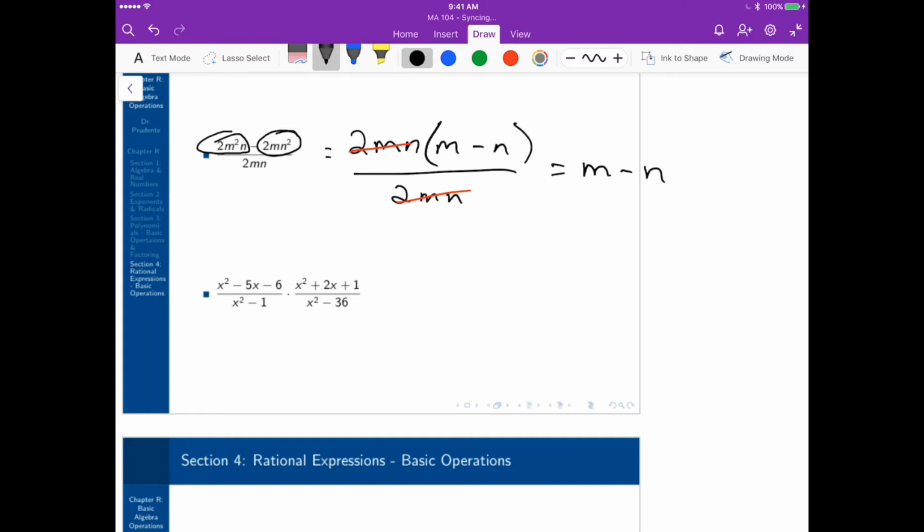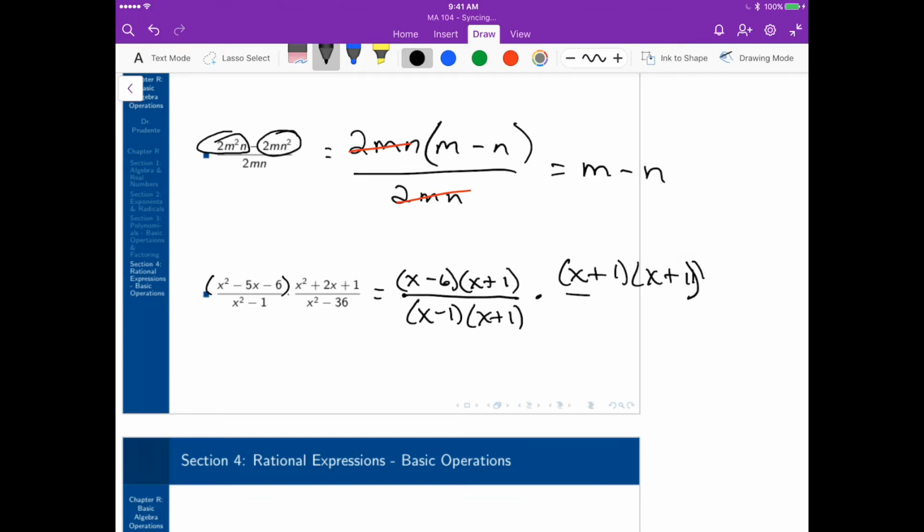Right? I'll move on to my last example here. I could just multiply straight across, multiply these giant quantities, but I'd really be missing an opportunity to factor. So let me try and factor first. I'll factor this first expression, and I get x minus 6, x plus 1. The denominator is a difference of squares, so it's x minus 1, x plus 1. The numerator on the second piece is x plus 1 times x plus 1, one of those perfect squares.